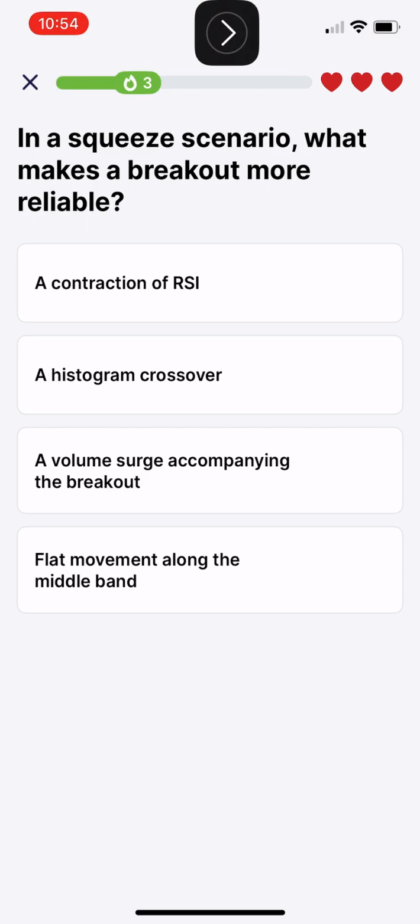In a squeeze scenario, what makes a breakout more reliable? A contraction of RSI. A histogram crossover. A volume surge accompanying the breakout. Flat movement along the middle band.